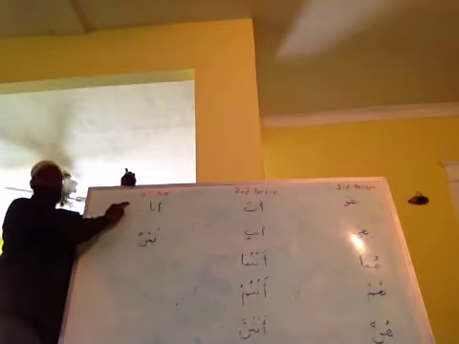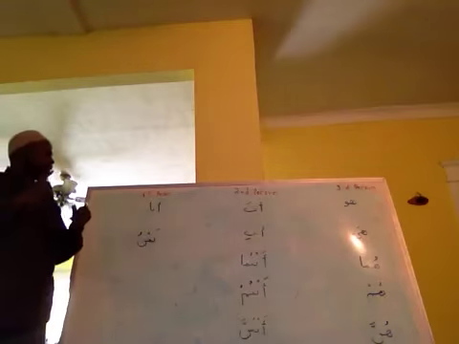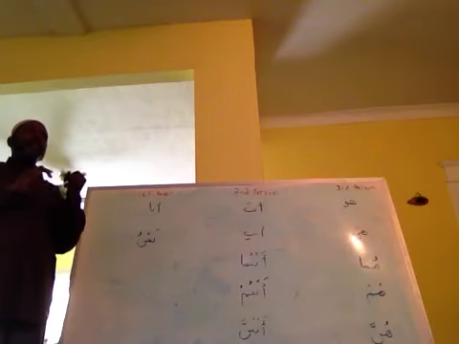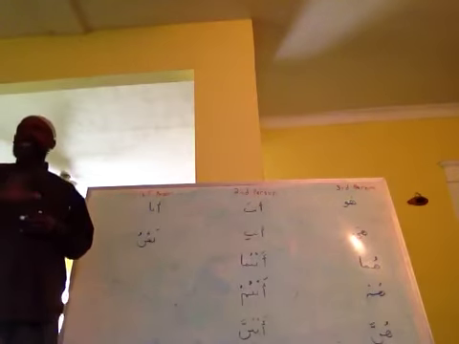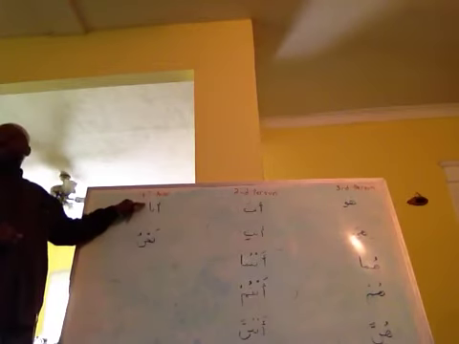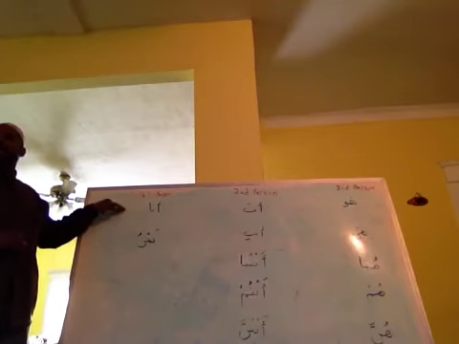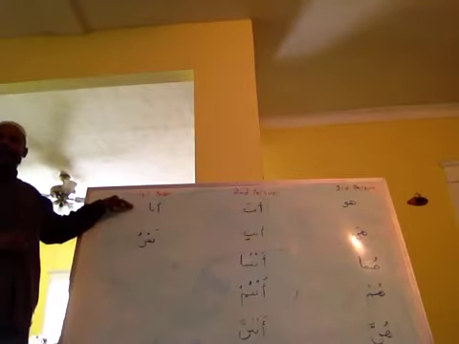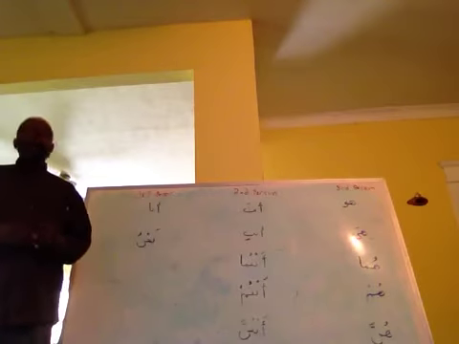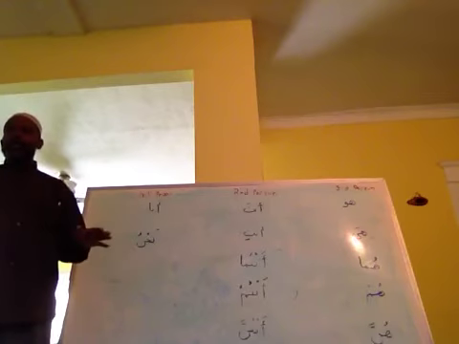For first person, ana is number specific, not gender specific, because a man or woman can say this. Ana Muslim, ana Muslima. Everybody understand that, right? So it's not gender specific, but it is number specific. It's singular only.